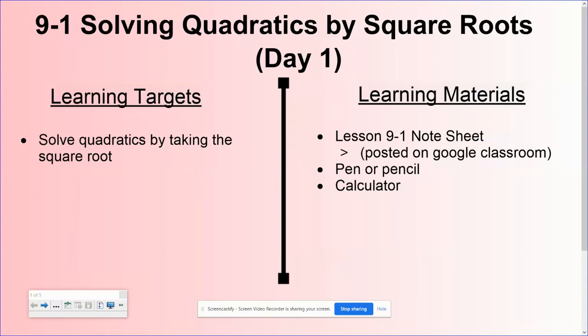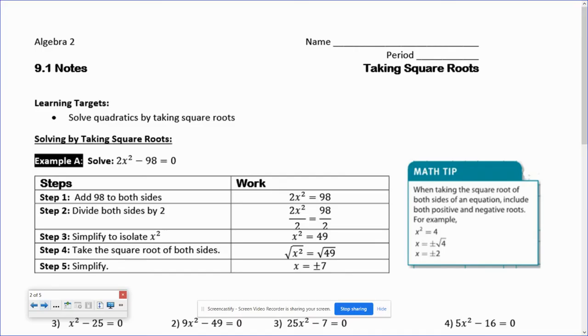All right, so today we're doing 9-1, which is solving quadratics by square root method. So we're using a note sheet for today's video and tomorrow's. So it's the 9-1 note sheet posted in Google Classroom. So make sure you have that to follow along with, a calculator if you need it. Let's go ahead and get started.